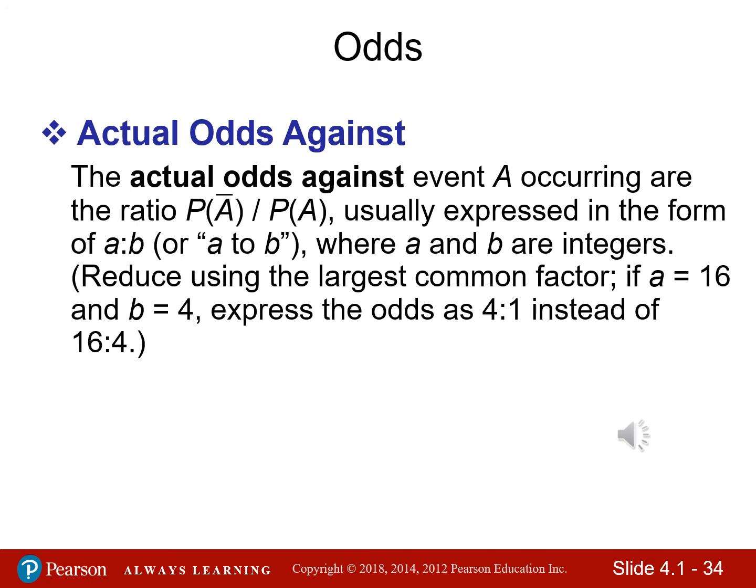The actual odds against event A occurring is the ratio of the probability of A not occurring divided by the probability of A occurring, usually expressed in the form of A to B, where A and B are integers. We can reduce the odds using the largest common factor. So, for example, if A equals 16 and B equals 4, then we can express the odds as 4 to 1 instead of 16 to 4.